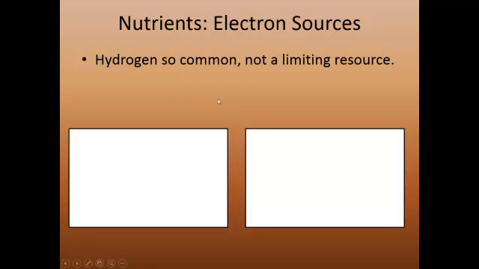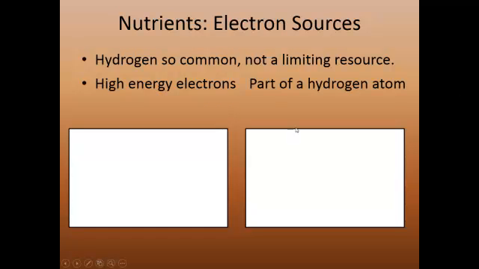Having said that, let's talk about where organisms get their high energy electrons from. Now, what do they use their high energy electrons for? That's right, redox reactions, and the king of all redox reactions, electron transport chains. These are generally part of hydrogen, and there's two different ways that an organism can get these high energy electrons.